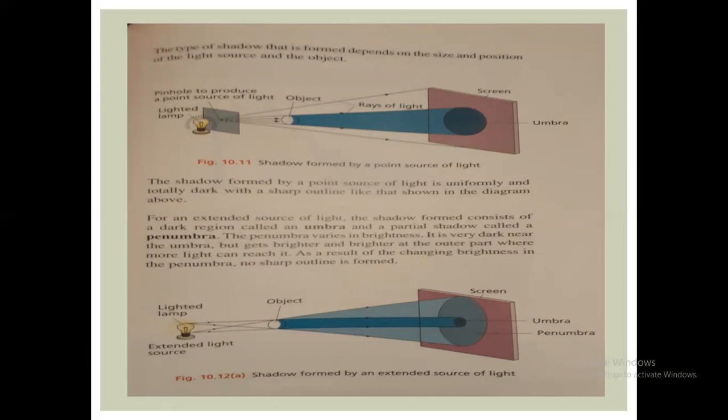The shadow formed by a point source of light is uniformly and totally dark, basically, with a sharp outline like that shown in the diagram above, right? For an extended source of light, the shadow formed consists of a dark region called an umbra and a partial shadow called the penumbra. The penumbra varies in brightness, okay? It is very dark near the umbra, but gets brighter and brighter at the outer part where more light can reach it. As a result of the changing brightness in the penumbra, no sharp outline is formed. Getting it? That's the difference in the shadow formation.